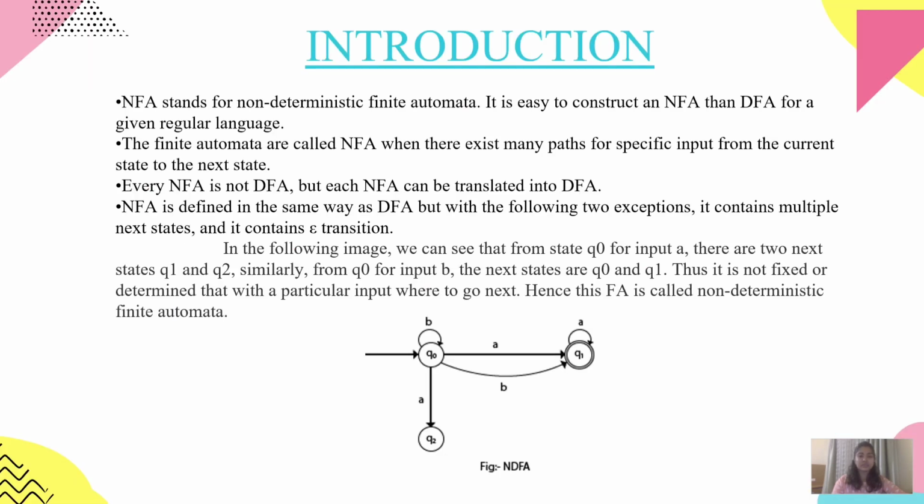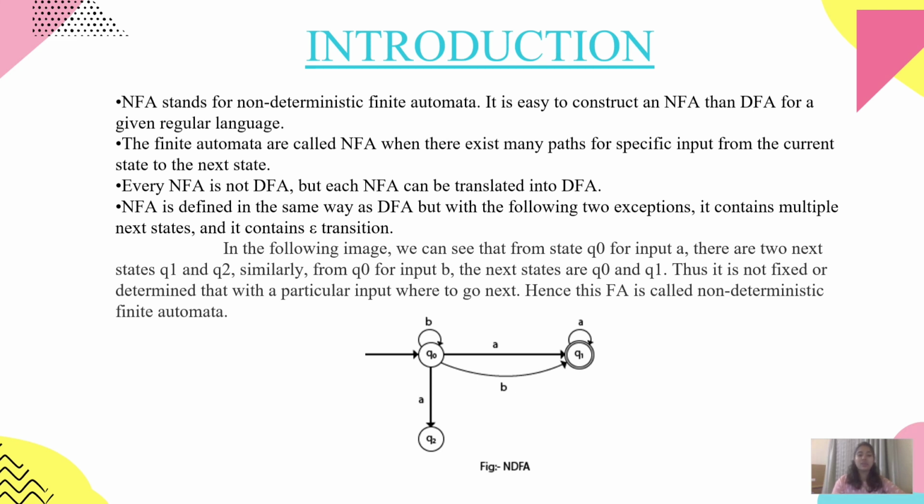Introduction. NFA stands for non-deterministic finite automata. It is easy to construct an NFA than DFA for a given regular language. The finite automata are called NFA when there exist many paths for specific input from the current state to the next state. Every NFA is not DFA, but each NFA can be translated into DFA. NFA is defined in the same way as DFA but with the following two exceptions. It contains multiple next states and it contains empty transition.